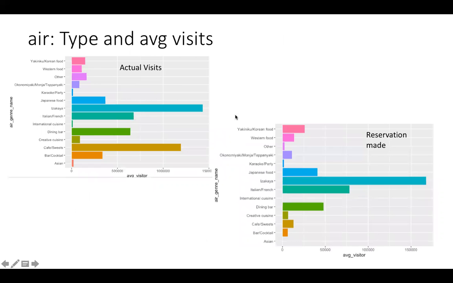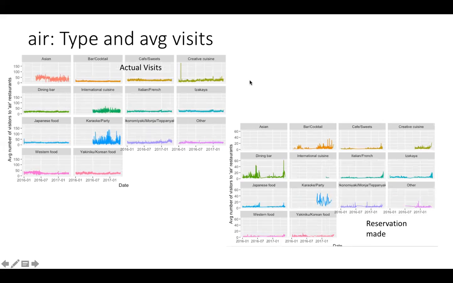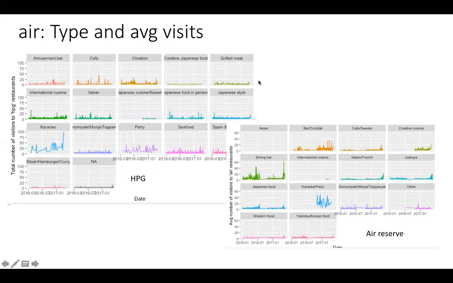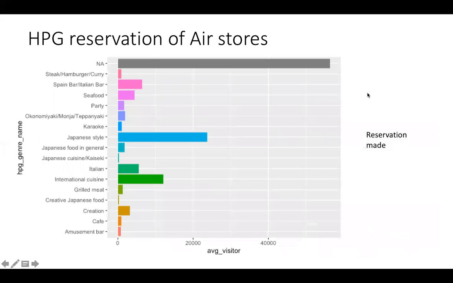And so the actual visits are slightly different from the reservations made, as expected. This could be due to making reservations through the Hot Pepper Gourmet site, or it can be just drop-ins where you don't make reservations. Also from the plot chart, you see the differences. This is comparing the HPG reservation and Air reservation. Just a lot of NAs, not categorized.